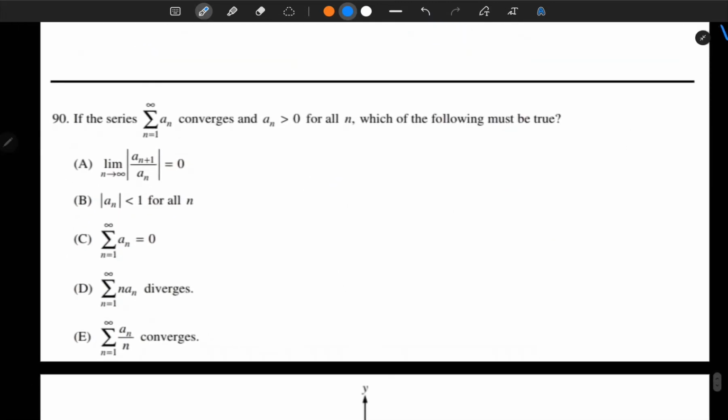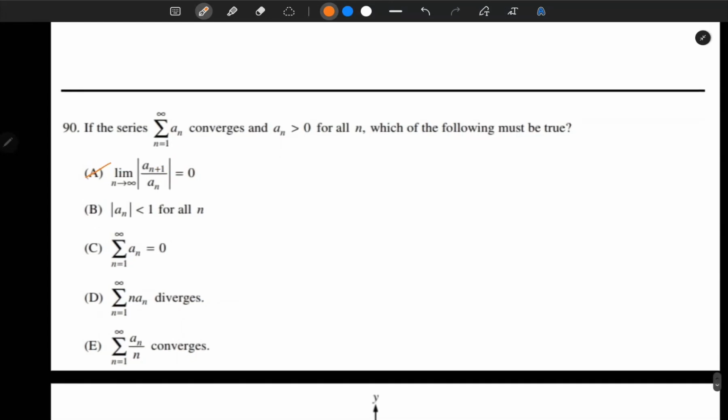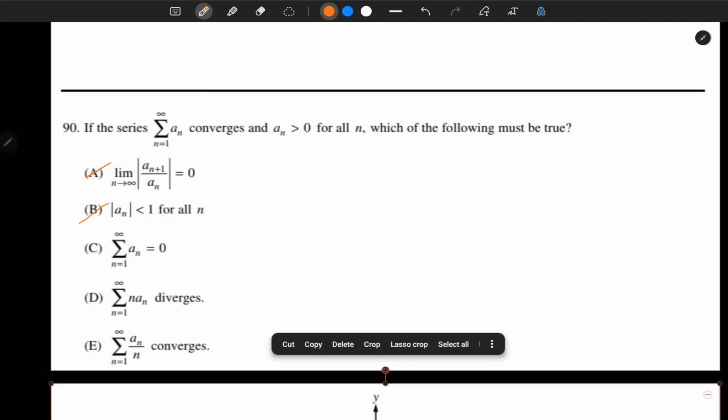Next, if the series sum of a_n converges and a_n is greater than 0 for all n, which of the following must be true? Well, let's look at each one in series. For A, we're simply not given enough information about a_n to say that this is true. We need more information about it, besides that the sum over all a_n's converges. Moreover, B is also not true because this is only true for geometric sums, but we're not given that this is a geometric sum. We're just given that it's a convergent sum. So it's not true in general.